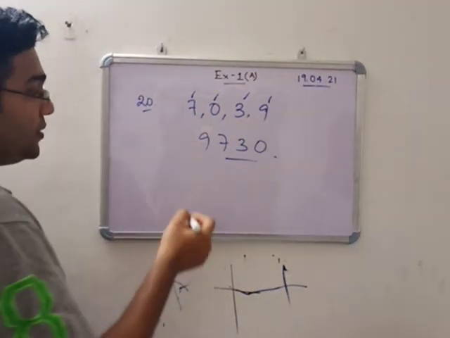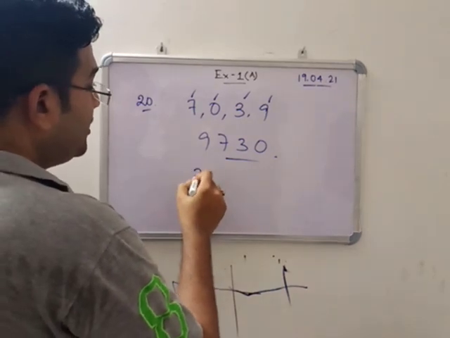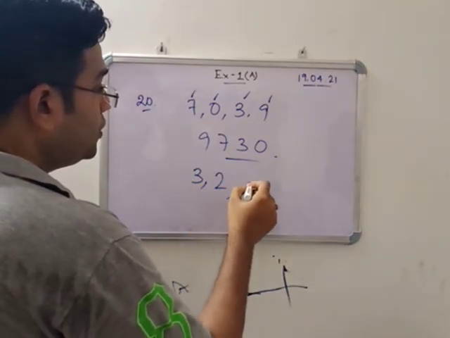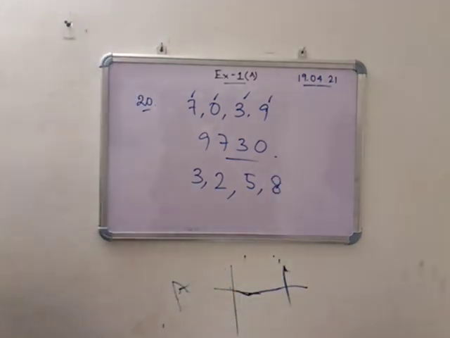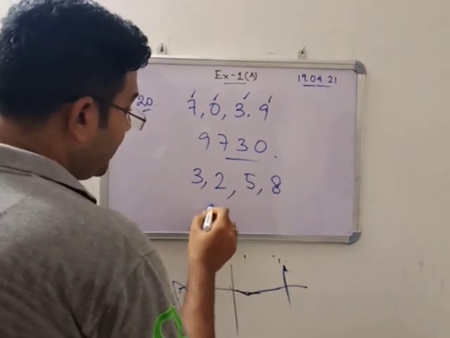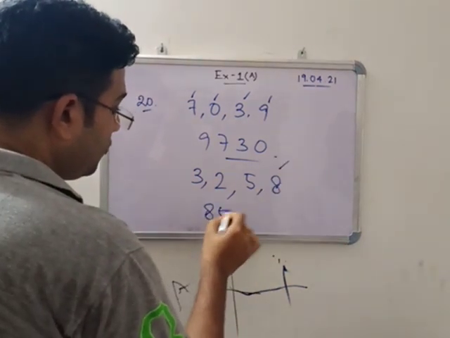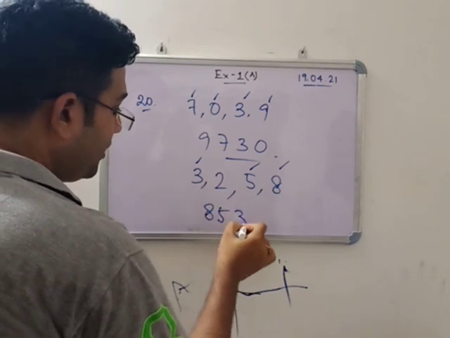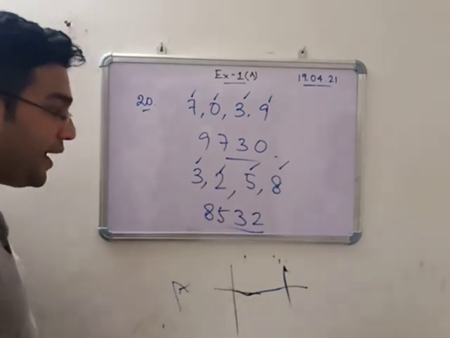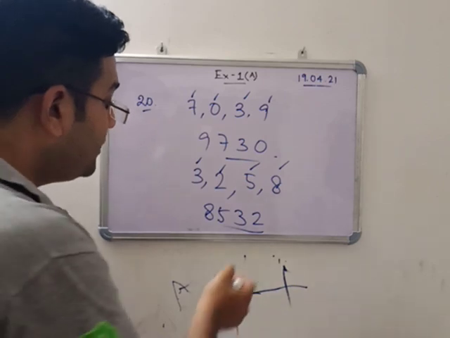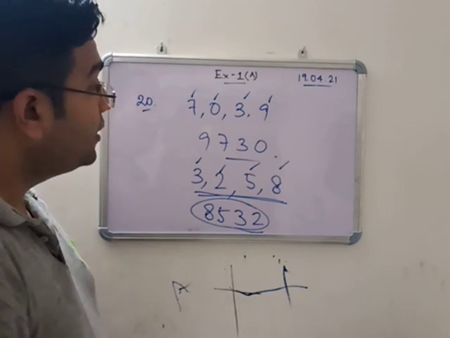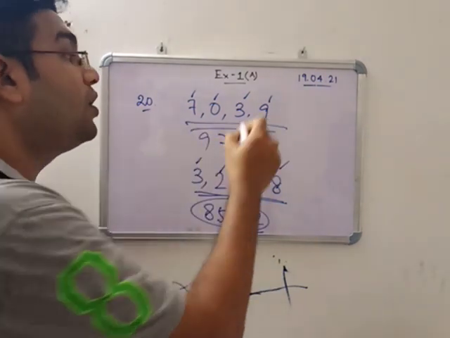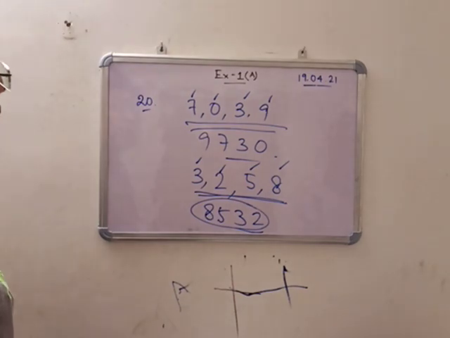Okay. Another one. Suppose 3, 2, 5, 8. You can write here 8 is the biggest. So 8, 5, 3, 2. So 8532 is the number, the biggest number you can create with the 4 digits. Okay, choose your own and create your own number. Don't copy it. Okay, so this is the exercise 1A.